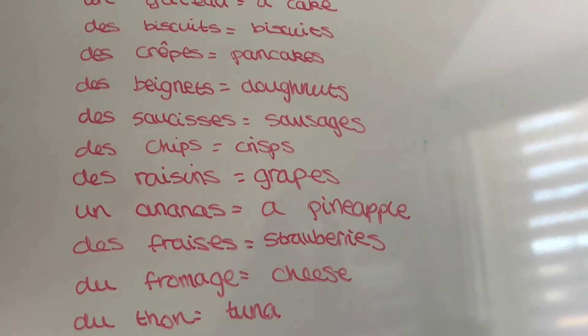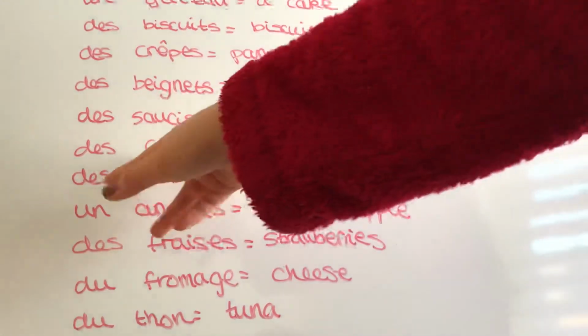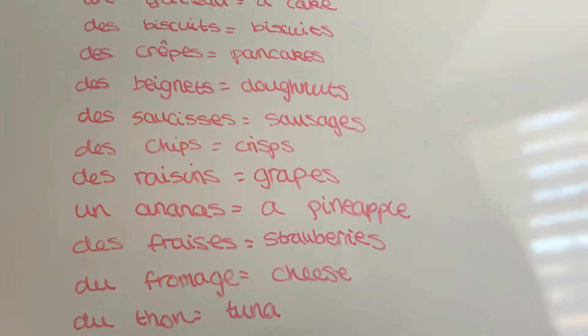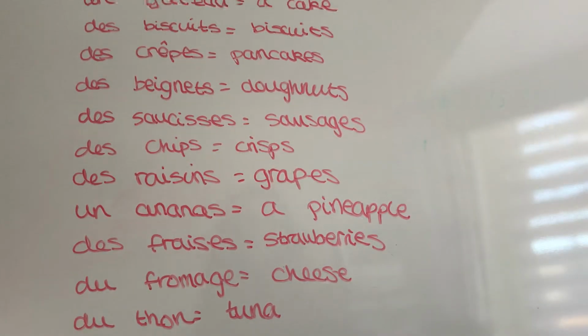So I think you can remember that you could have your C and C, your C and your C for chips and crisps. That's just one way you can remember that. Next, we have got the raisins, grapes. So often in the UK we refer to raisins as dried up grapes. But actually, grapes are the raisins in France.